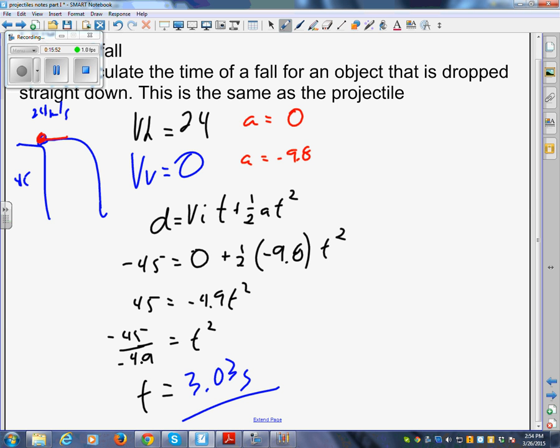Again, it doesn't matter that it's going 24 meters per second horizontally. Could it be going 1,000 meters per second horizontally? It would still take the same time. If I took a rifle and shot a bullet off the cliff, would it go farther? Yeah, it's going a whole lot faster. Would it take any longer to hit the ground? No, it wouldn't, because it doesn't matter how fast it's going sideways.